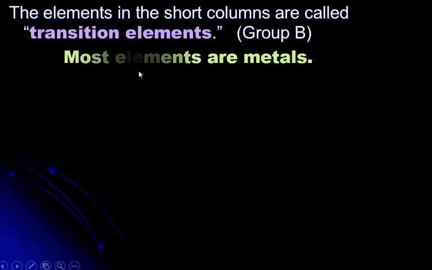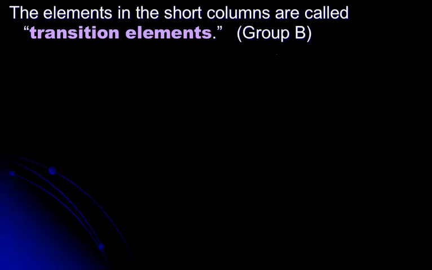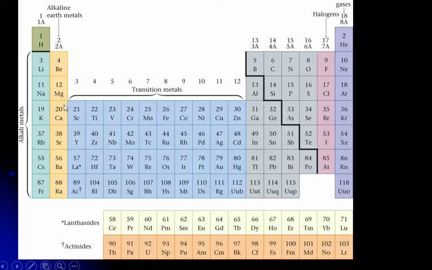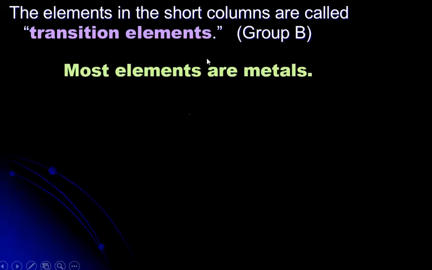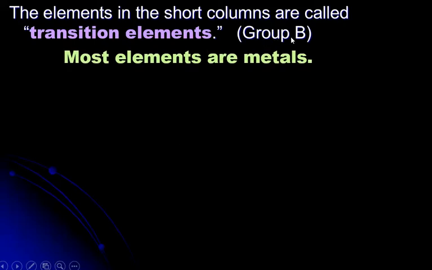Then some other areas on the periodic table that I'd like you to know about are the transition metals. I'll go back real quick to this periodic table. The blue portion here, obviously you see them labeling that the transition metals. Those are the shorter columns. Please know that that area is the transition metals. Those are called the group B elements. So those are some other areas that you need to know.